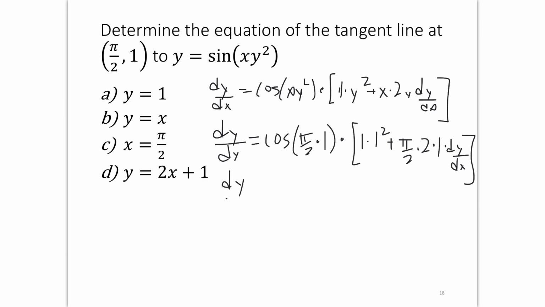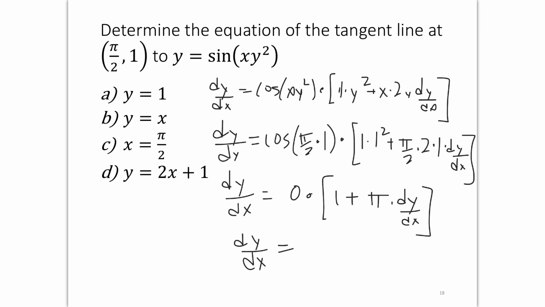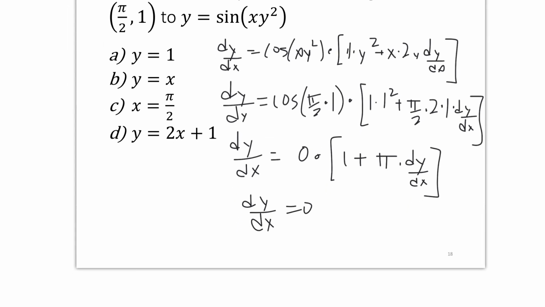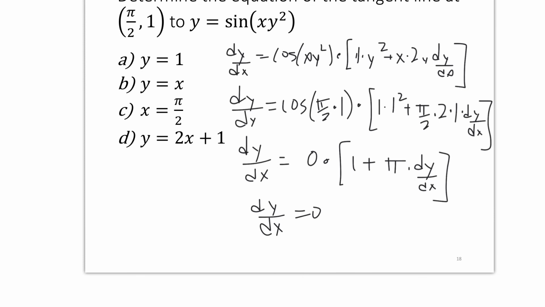Now we use some trigonometric rules, and we know that cos of pi by 2 is actually going to be 0. So we have 0 times 1 plus pi times dy/dx. But of course 0 times anything is just 0, and that gives us dy/dx equals 0. Well, that simplifies quite nicely, because now we get y minus y1 equals m, which is just 0, times x minus x1, or y is equal to 1. So the correct answer is A.